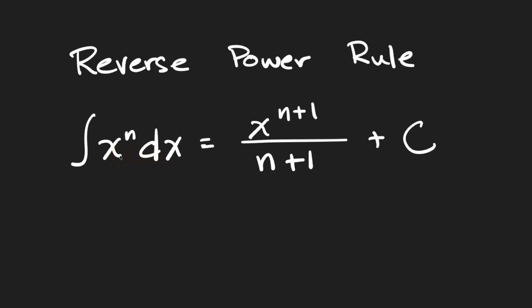So if we want to find the antiderivative of x to the power of n, we do the reverse of the power rule. Instead of bringing the exponent down and subtracting 1, we add 1 to the exponent, then divide by the new exponent. And because adding a constant does not change the derivative, we add plus c at the end. For now, think of c as the missing starting value. Later, we'll use the initial condition to figure out what c actually is.